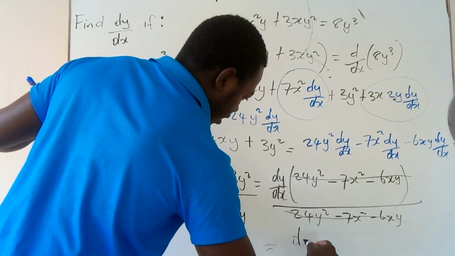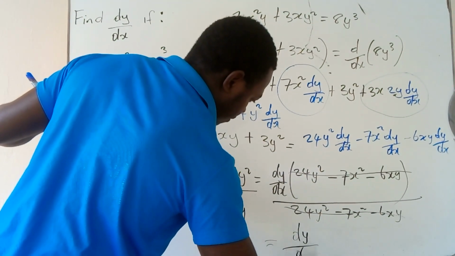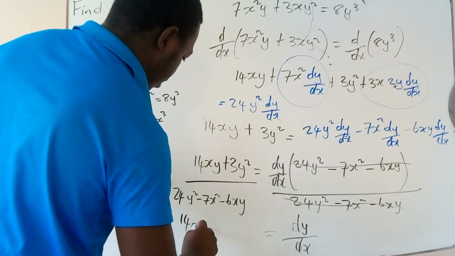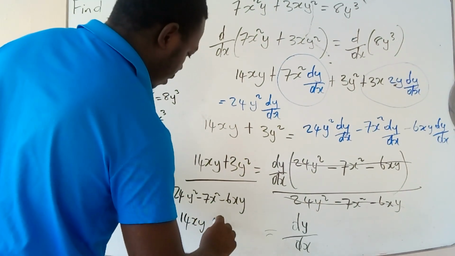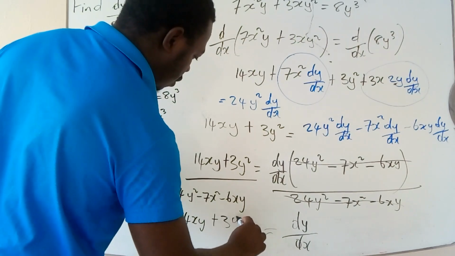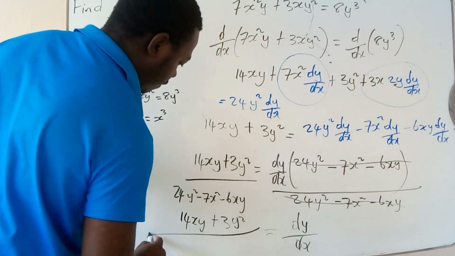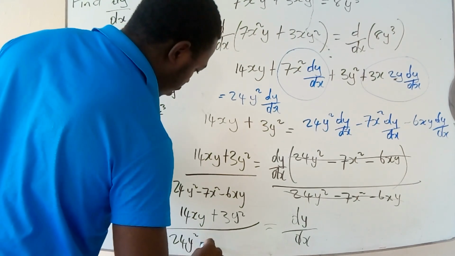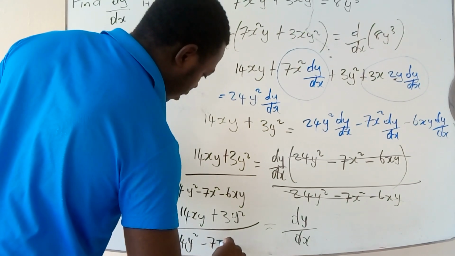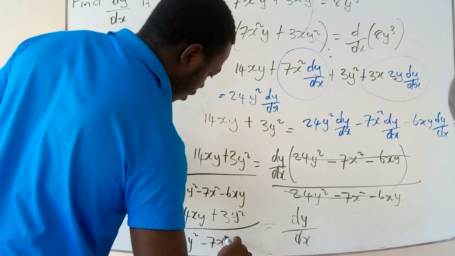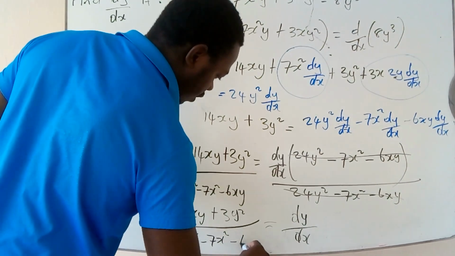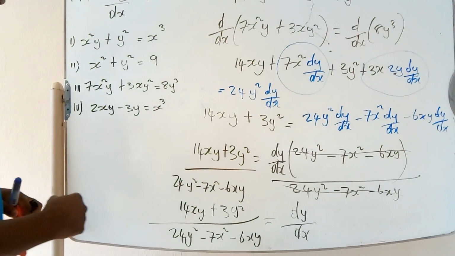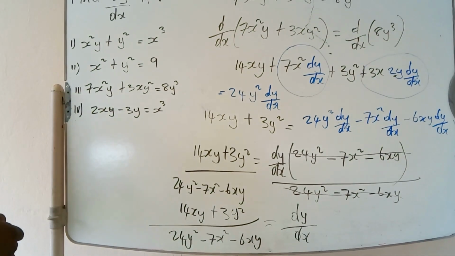dy by dx equal to 14xy plus 3y squared, all of that divided by 24y squared minus 7x squared minus 6xy. And that's it.